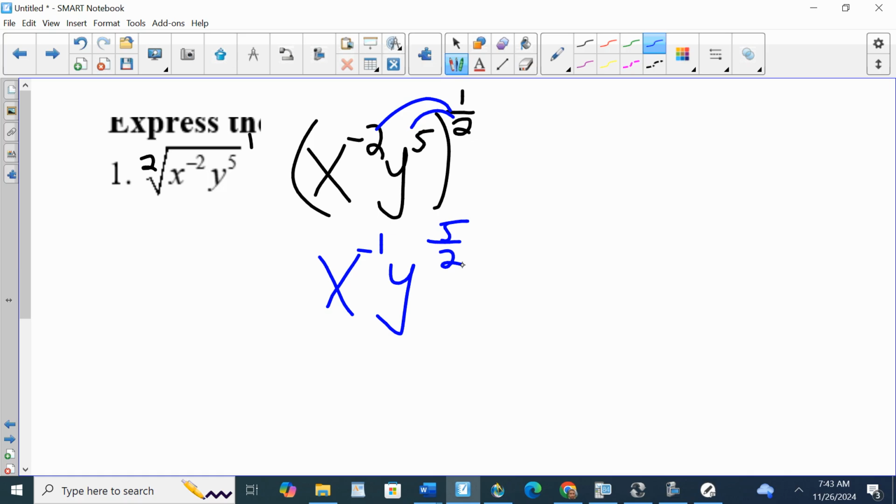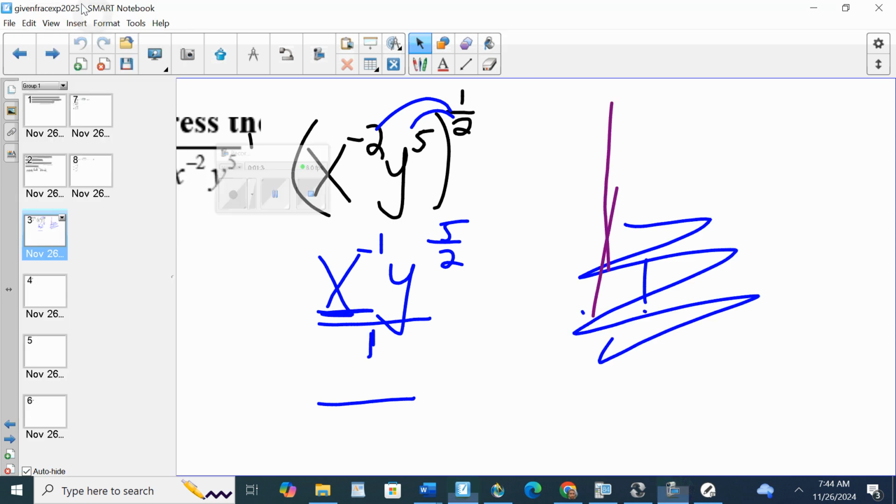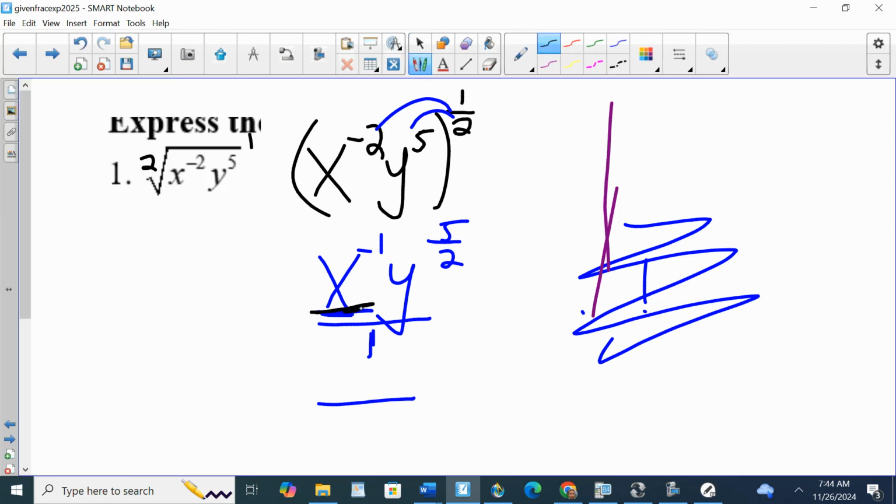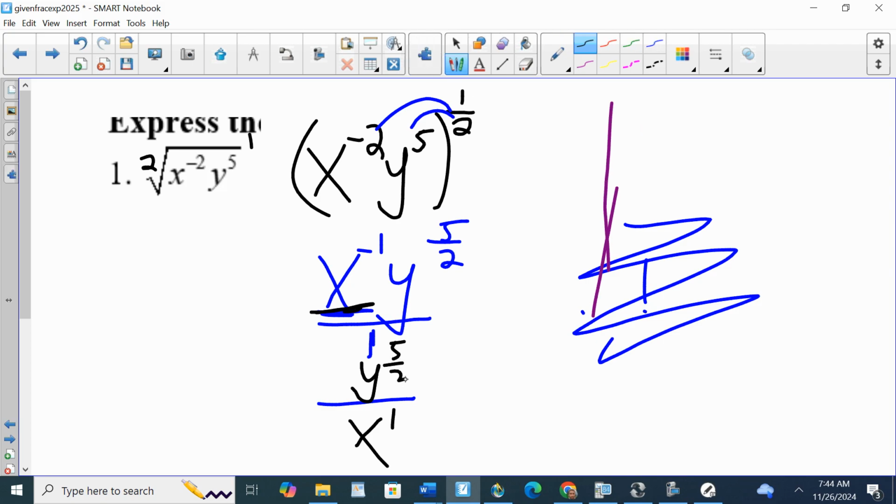Negative exponents are fractions. I see a negative exponent. I make a fraction. Right now it's over 1. Whatever's being raised to the negative power goes to the bottom, so this x to the first goes to the bottom and becomes positive. The y is positive, so it stays on top. That's your answer, y to the 5/2 over x. That's how I want it.